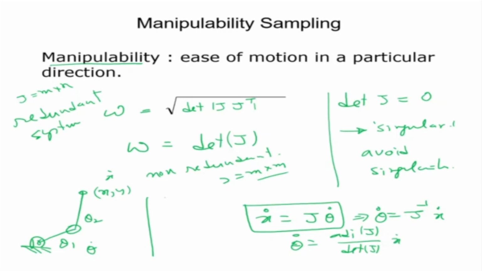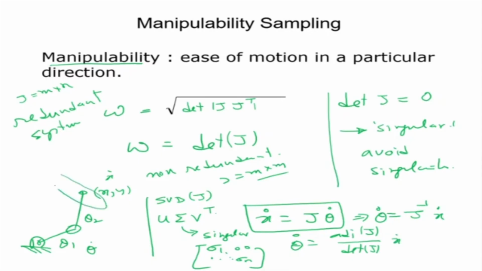If you take the singular value decomposition of J, the SVD of J will give you three matrices: U, sigma, and V transpose. Sigma is the singular matrix, with singular values sigma 1 to sigma n. This is basically an ellipse: this is the major axis, and that's the minor axis. This is my sigma 1, and this is my sigma n. Sigma is called the singular values of a matrix, and sigma is equal to the square root of eigenvalues.